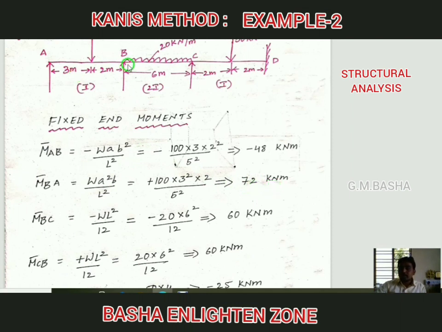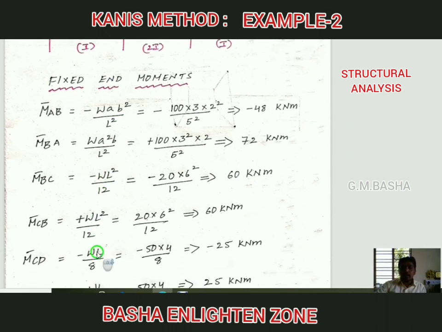Friends, see the span BC here. Span BC consists of a UDL, that is a uniformly distributed load over the entire span. What is the formula for that? Minus W L square by 12. See here, where W equal to 20, L equal to the length of that particular span BC, 6 meters, and 12 is already in the formula. If you substitute the values in this formula and simplify by using your calculator, you will get 60 kilonewton meter. Similarly, M bar CB equal to the opposite side, W L square by 12, so you will get 60 kilonewton meter.